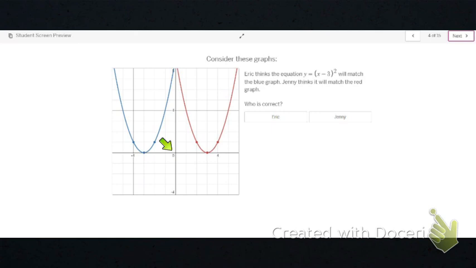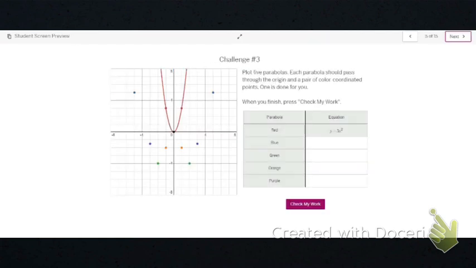If you go back and look at the notes that we did on the previous slide, you'll see that this one would move the function to the right 3. So that means whoever had the red graph was right. So I think that was Jenny. Yeah, so Jenny is correct on this one. We'll go over a in the next video.